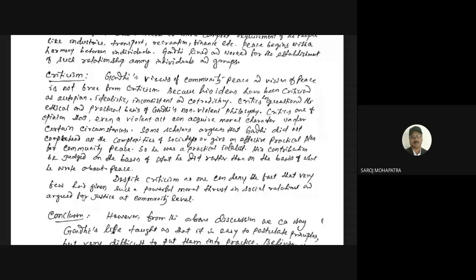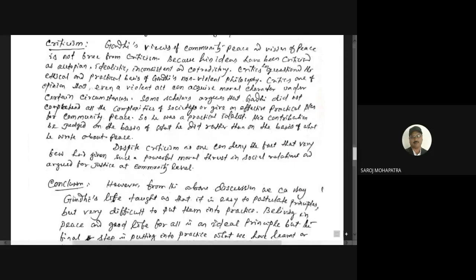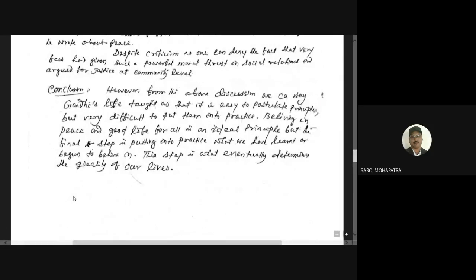Despite the criticism about this concept, no one can deny the fact that very few had given such a powerful moral thrust in social relations and argued for justice and community life. So, in conclusion, we can say from the above discussion that Gandhi's life taught us that it is easy to postulate principles, but very difficult to put them into practice.